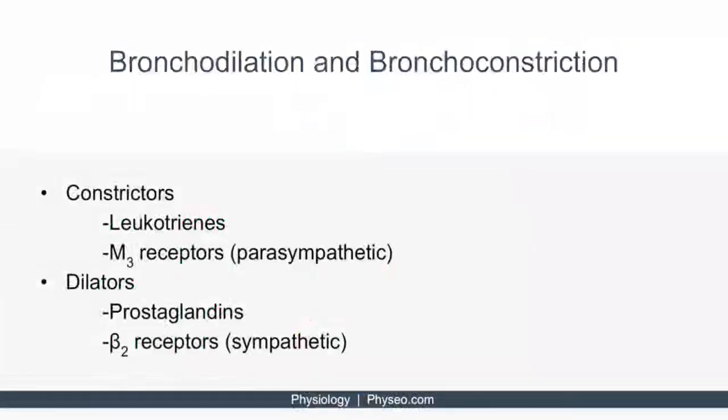So now let's talk about bronchodilation and bronchoconstriction. Now these are the high-yield things you need to know about bronchodilation and bronchoconstriction. First, the constrictors are leukotrienes and stimulation of the M3 receptors, which are parasympathetic receptors. These will cause bronchoconstriction. Now the dilators are prostaglandins and anything that stimulates the beta-2 receptors, which are sympathetic receptors. So let's just draw this out briefly.